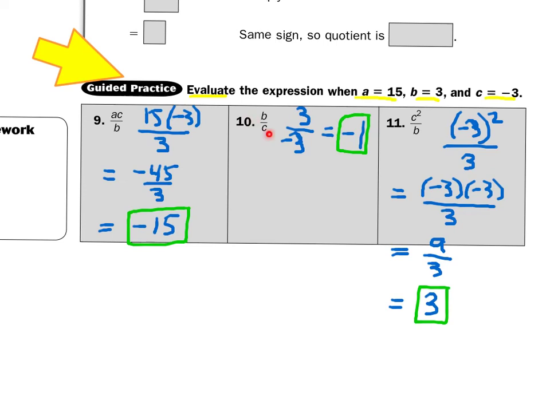Take a look at number 10. B divided by C. So I substitute the values in. That's 3 divided by negative 3. Well, the signs are different, so I get negative 1.